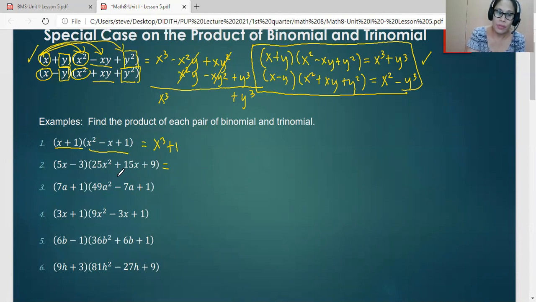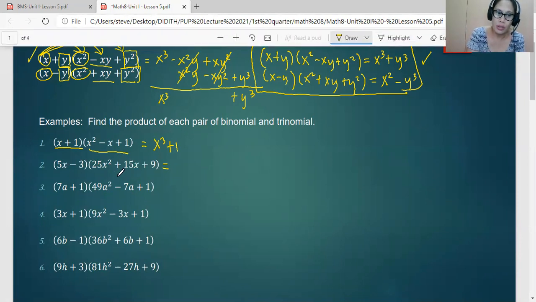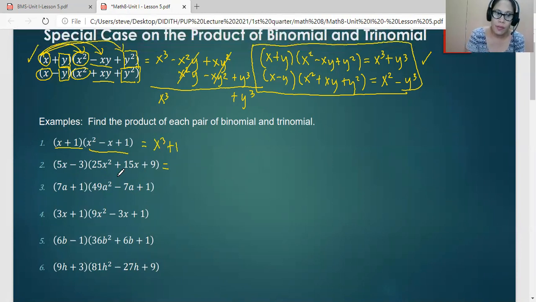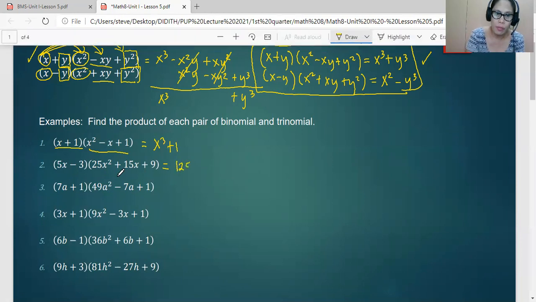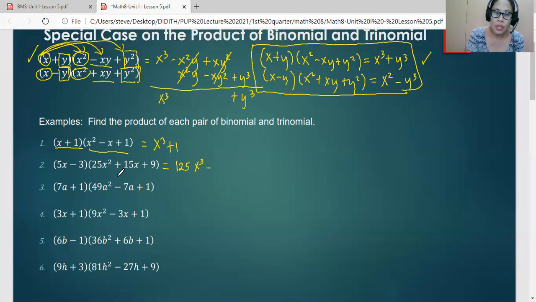the pattern. So we will just get the cube of 5x. So the cube of 5x is 5x times 5x times 5x. So we have 125x cubed minus the cube of 3. So we have 27.